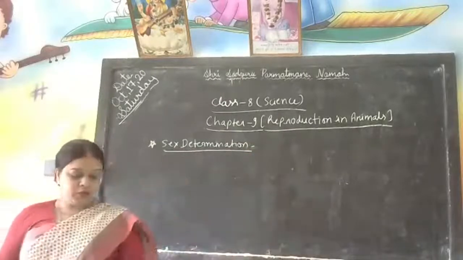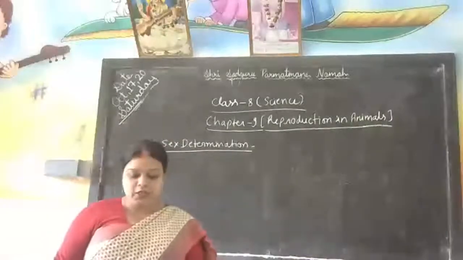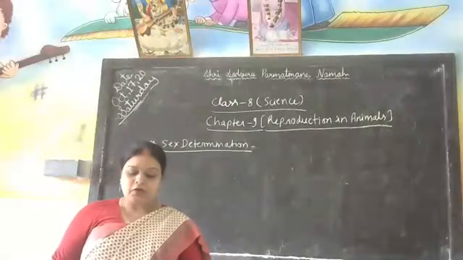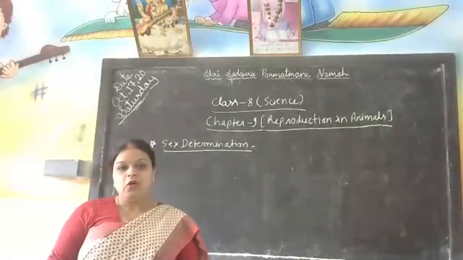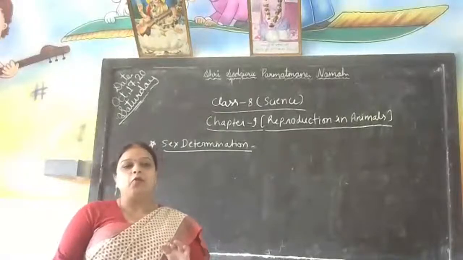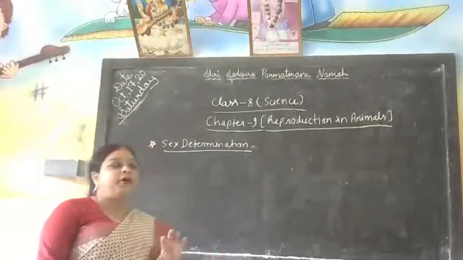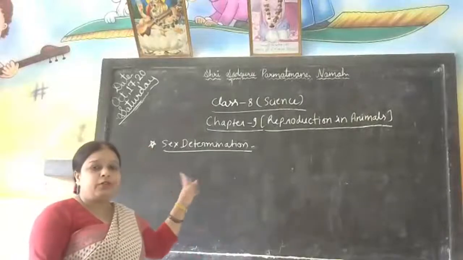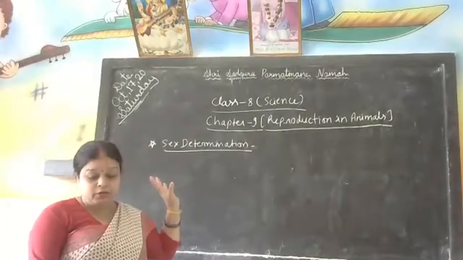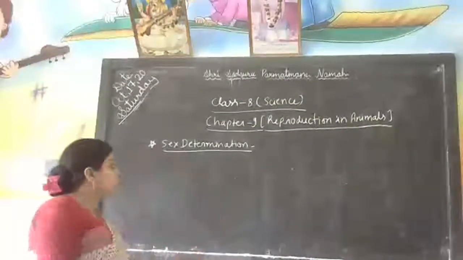Sex determination means it is the process by which the sex of a child is determined. Okay, means होने वाला जो child है वो boy होगा या girl. This is identified by the determination process.